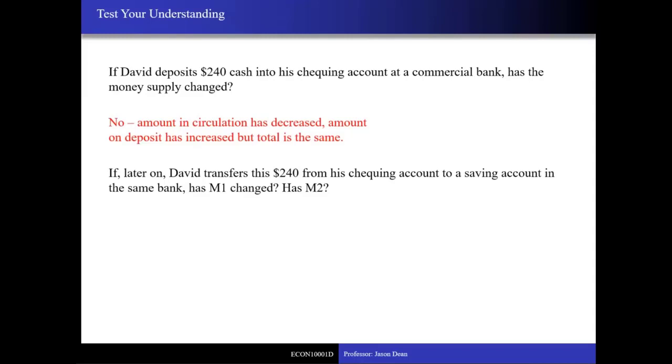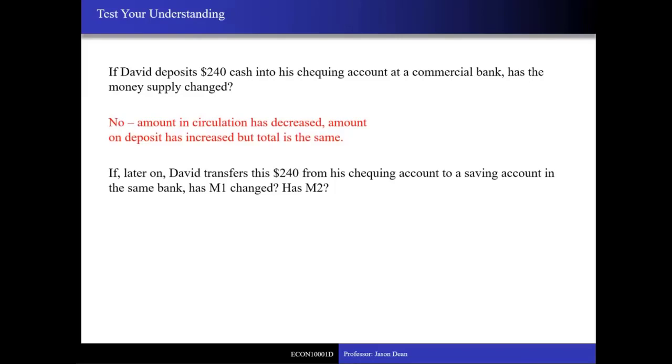So what's going on is you have a reduction in M1, but M2 includes M1, so it just cancels out, right? The $240 goes from the checking account into a term deposit. So if you're thinking about M1, that money has left M1, because for it to be in M1, it has to be either currency in circulation or a demand deposit. It's not in those anymore. It's in a term deposit, and term deposits are under M2.